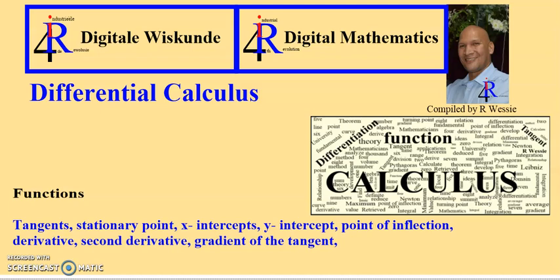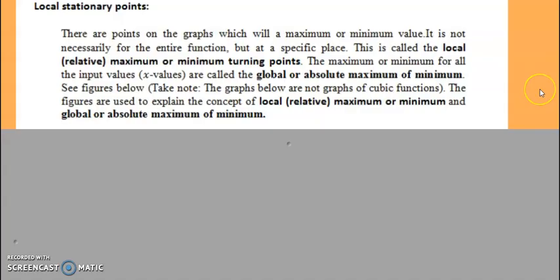Today, when it comes to calculus and differentiation, there are a few things that we work with that are contingent in this topic. That includes functions, tangents, stationary points, x-intercepts, y-intercepts, point of inflection, derivative, second derivative, and the gradient of the tangent. When we work with functions, specifically, we work with local stationary points.